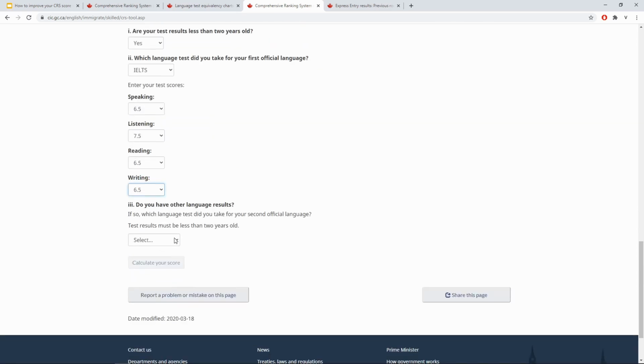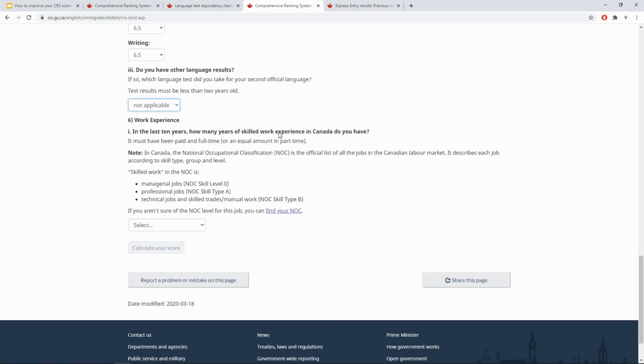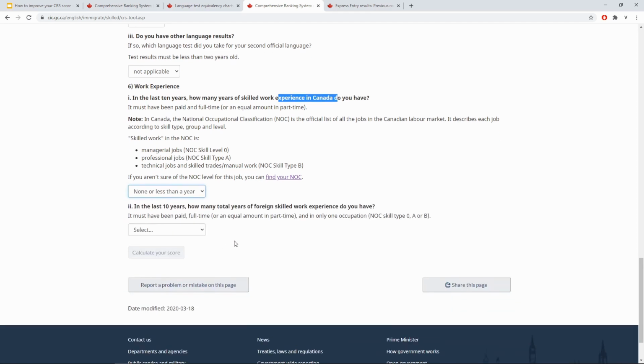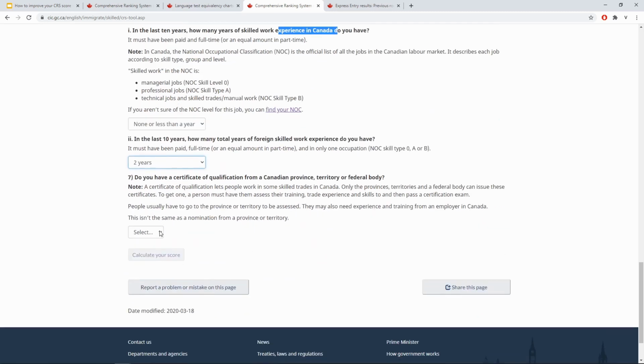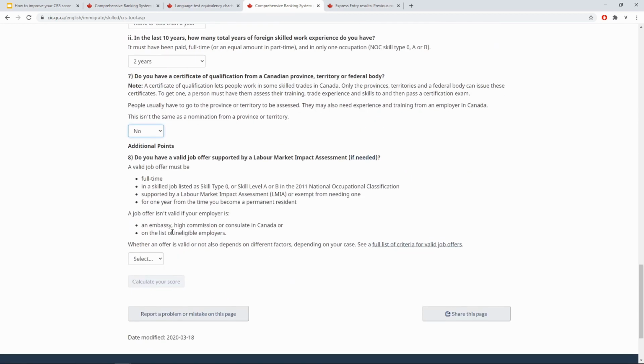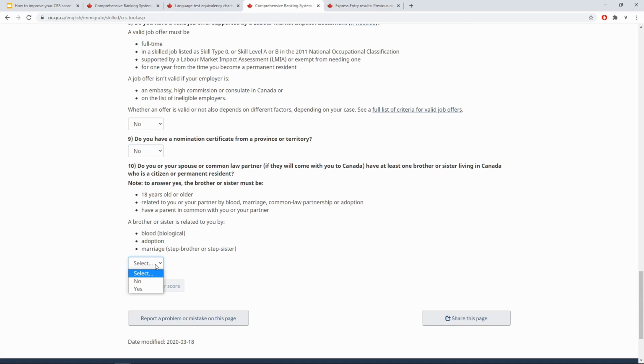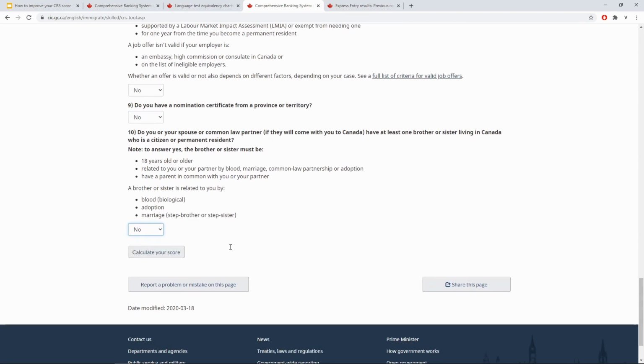Do you have any other language results? Not applicable. Work experience in Canada? None. Foreign skilled work experience is 2 years. Certificate of qualification? No. Do you have a valid job offer? No. Nomination certificate is no. And no sibling in Canada.